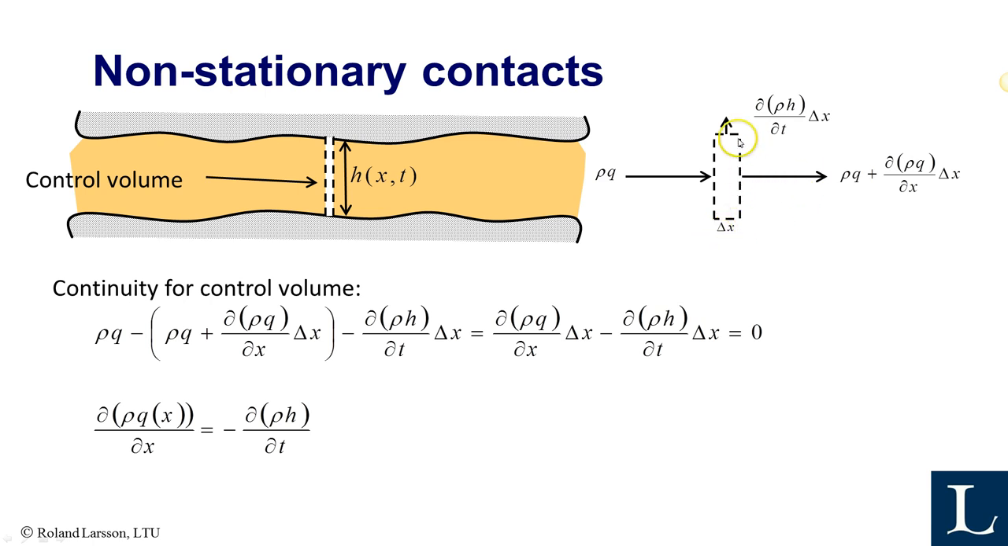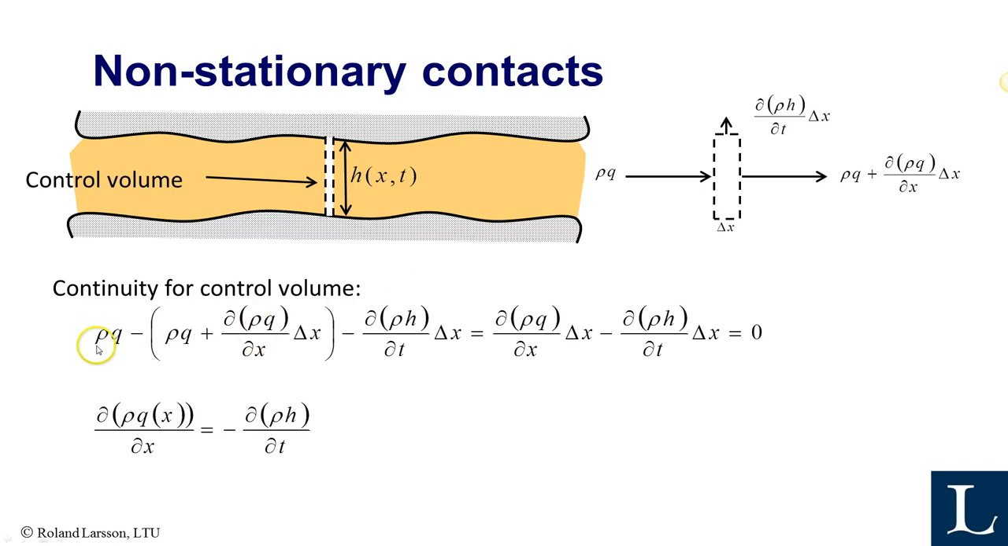But then there is also another change of this control volume, and that is if it expands or becomes smaller, and that is controlled by the d(rho h)/dt term. That tells you if this term is positive, it means that the mass in the element is growing with time. If it's negative, it becomes smaller.